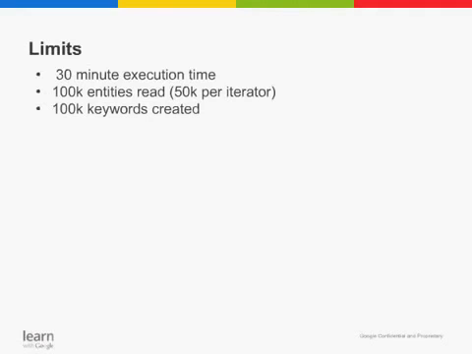You can read up to 100,000 entities, and that would be 50,000 per individual iterator and 100,000 total. You can also create up to 100,000 keywords. For many people, this represents a very large, substantial portion of their account. For others, you may want to write your scripts in such a fashion that it can pick up where the script left off when it runs the next time around.